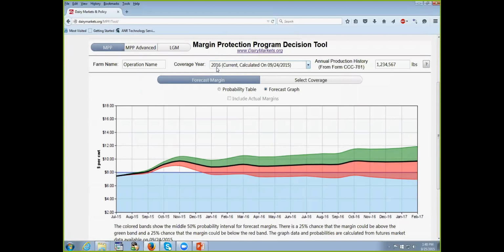so 2016 calendar year, calculated as of yesterday. So at the close of the markets, what this tool does is go and get the futures and options data for the milk, futures and options, as well as for the corn and soybean meal, and then calculate a projected margin.